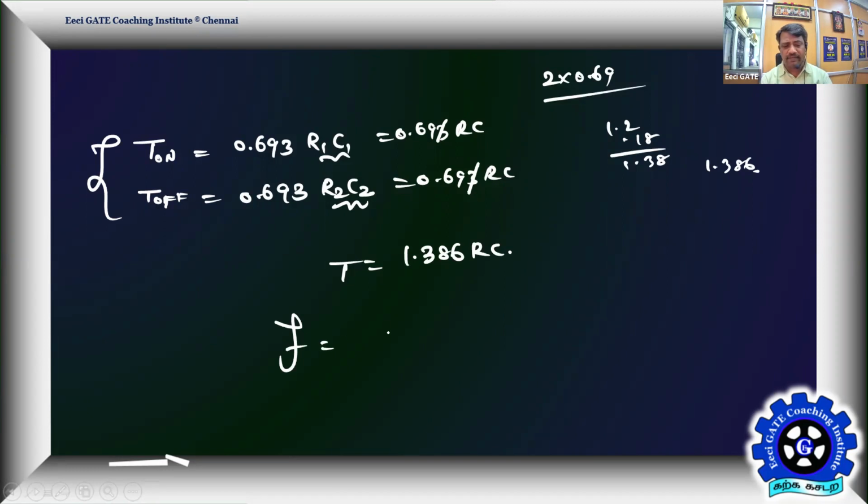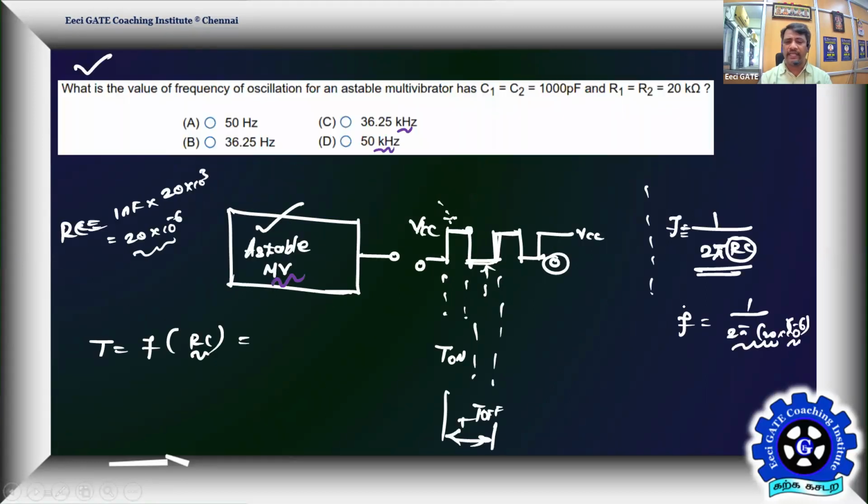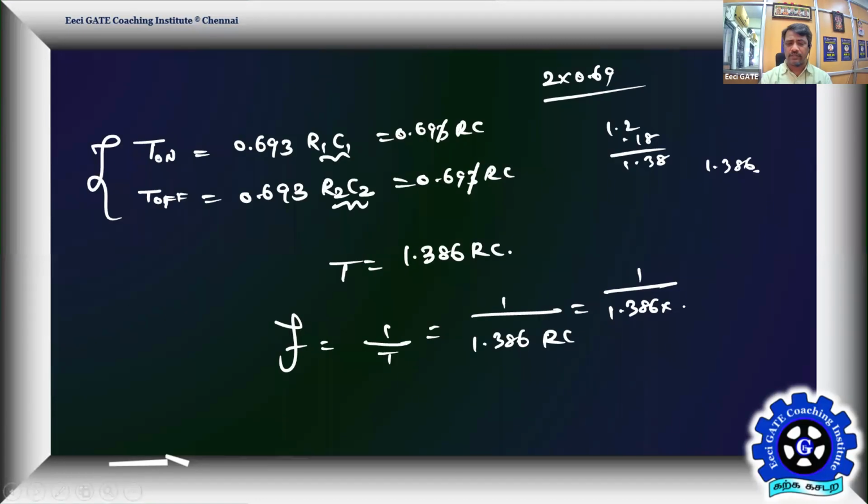Then the frequency will become 1 by T. That's how the problem should go, and you have to get the answer. Then it's 1 by 1.386 times your RC. So 1 by 1.386 into R, which is given. R is 20K, C is 1000 pico. So 20K means 2 into 10 power 4, and 1000 pico means 10 power minus 9 farads. It's ohm into farad, so it's going to be in seconds, and frequency in hertz you will get automatically.